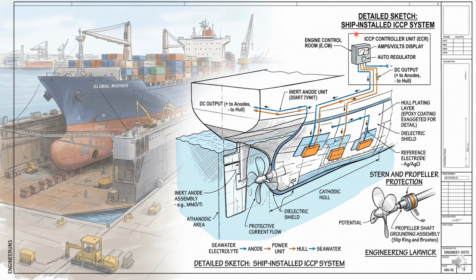And ICCP, as you can see, this is the ICCP controller unit in the ECR. Here you can see the amperes and the voltage display. This is the auto regulating unit. DC output is being provided. In this one, you have the reference cell and other anodes, which is basically going to make the complete hull electronegative or in cathodic format, so that this hull will be protected from the corrosion. Here you can see DC output, anode and hull.